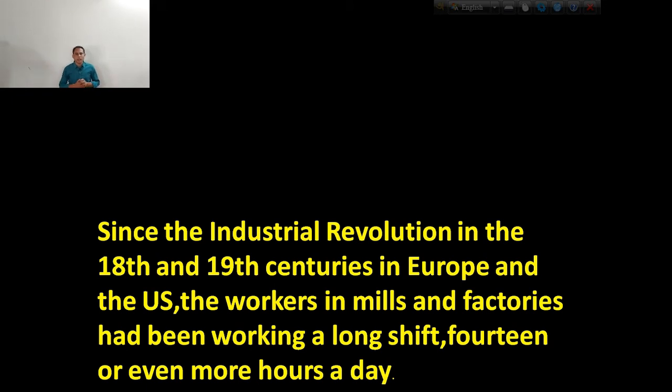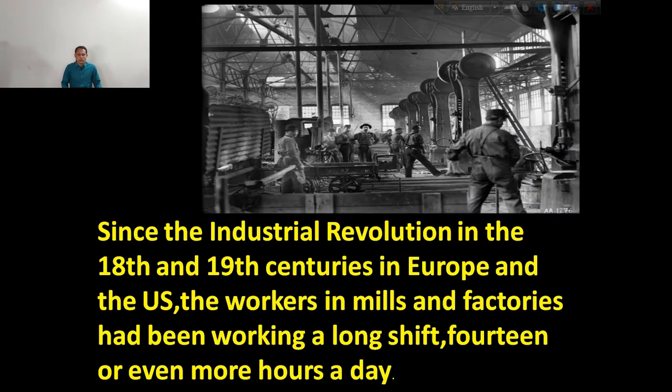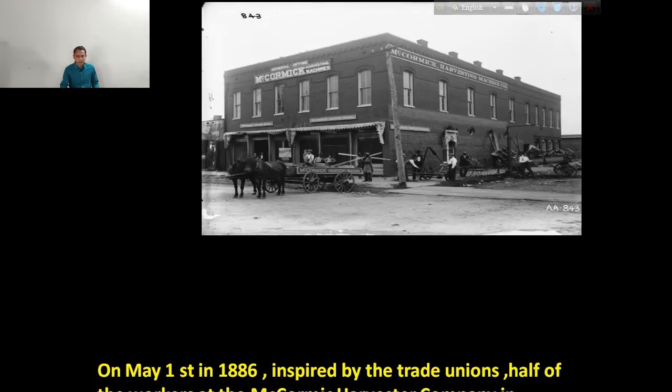It was very painful for those workers. So they began to struggle to establish their rights. This is the actual scene of that time's factory. The workers were working there for a long time. They had to work more than 14 hours a day.